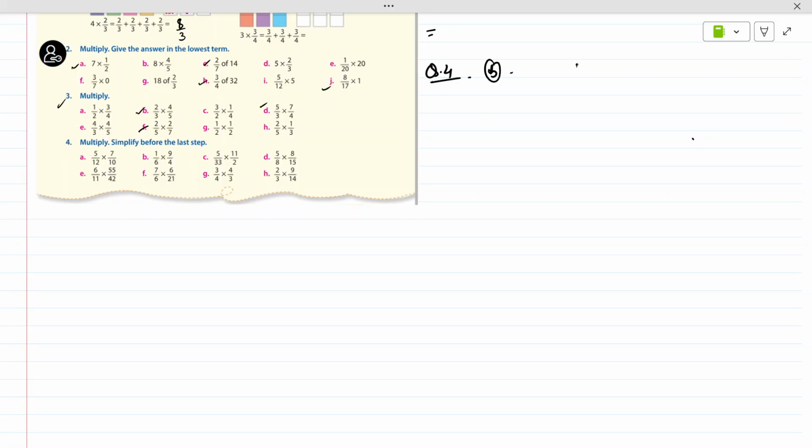I'm picking B part. 1 by 6 into 9 by 4. 1 by 6 is already reduced. 9 by 4 is also reduced. It cannot be reduced further. Now, 1 and 4, we will see across. 1 and 4 do not have any common factor, but 6 and 9 do have. They have 3 as a common factor. So, 3 into 3 is 9, 3 into 2 is 6. So, in the numerator, we have 1 multiply with 3. Denominator, we have 2 multiply with 4. That is 3 by 8. And we have got the product. Also, when we check this, we see that is the lowest term and it cannot be reduced further.